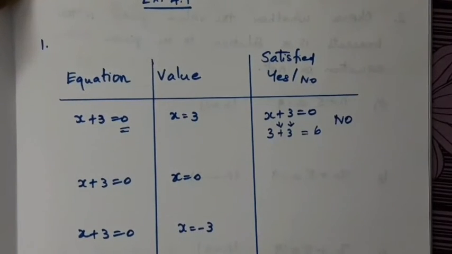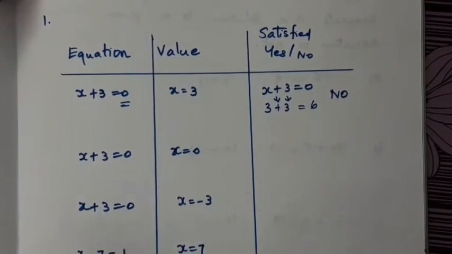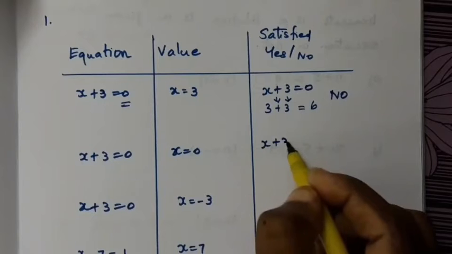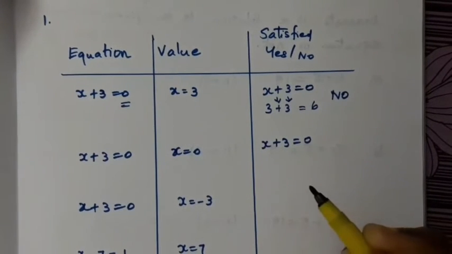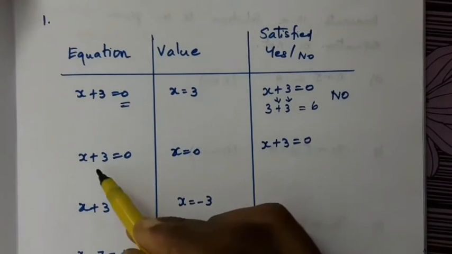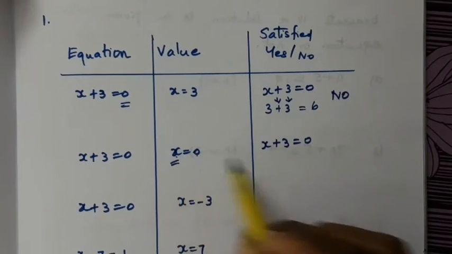Write no. Okay, the next is what is given? X plus 3 is 0. Now we have to check that. So instead of this x, you have to substitute 0.